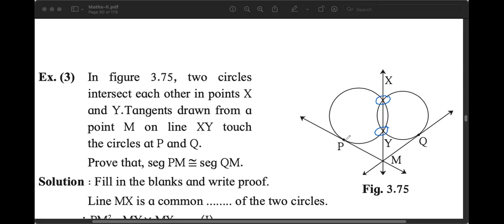So there are 2 circles. One is on the left hand side, this is that circle, and this is the right hand side circle, and they intersect at the points X and Y. Tangents are drawn from a point M. So point M is this. Now, can you tell me the names of the tangents quickly?